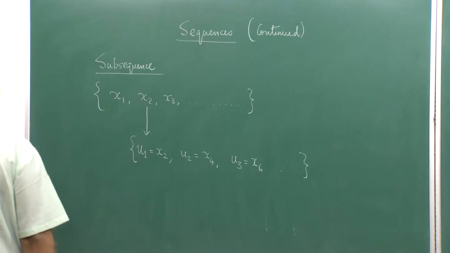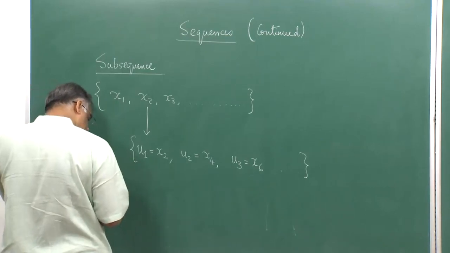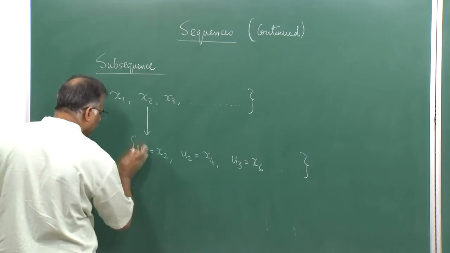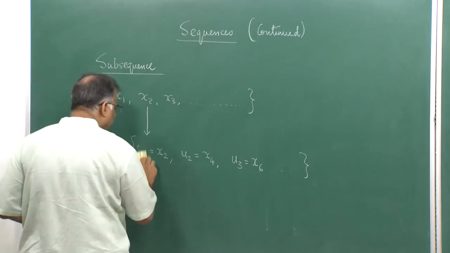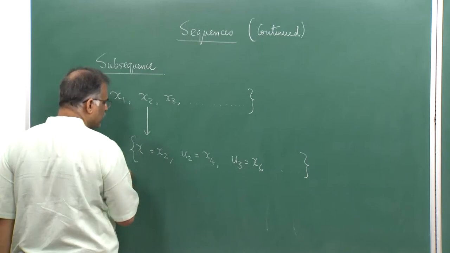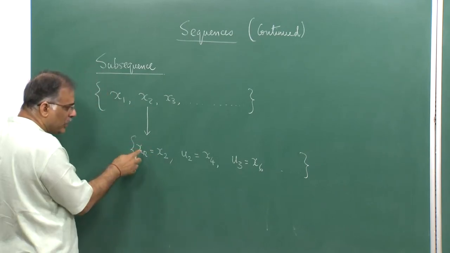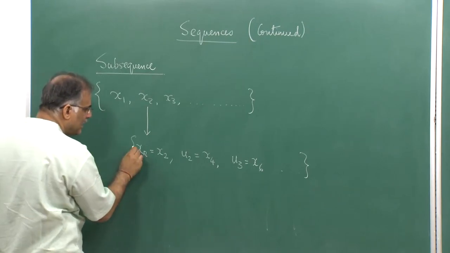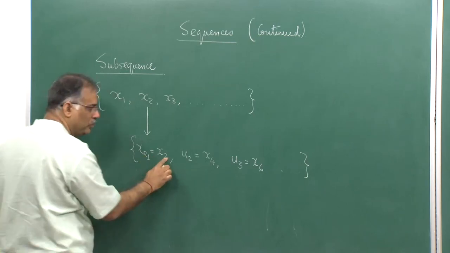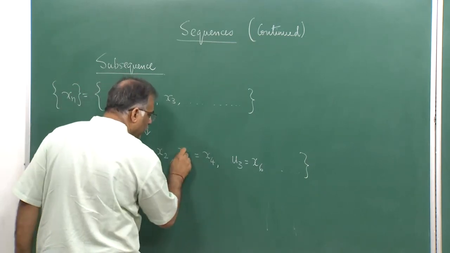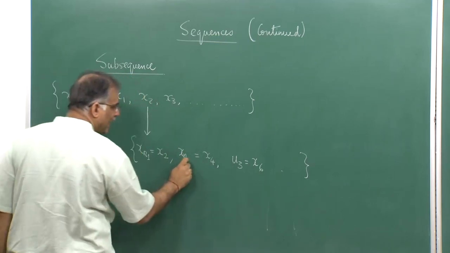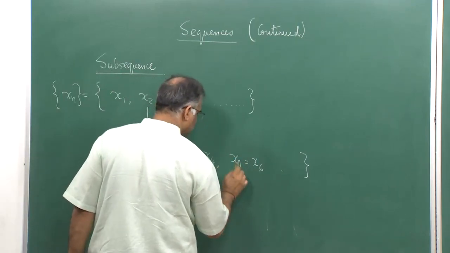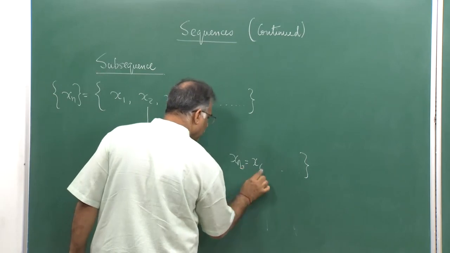So what I have done is, instead of writing U1, the general technique is to write this as X. So this is a new sequence. You are generating a new sequence out of the sequence Xn. The new sequence that is generated has first term X2, second term X4, and third term X6, and so on.